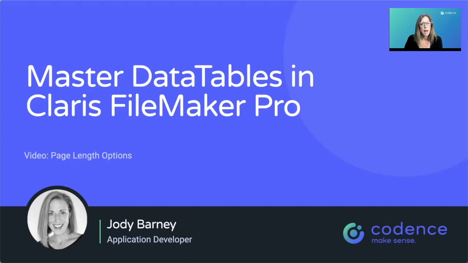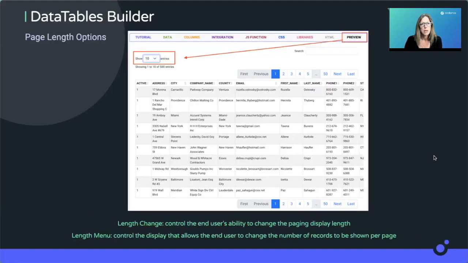Take a look at page length options. What we're talking about here is, in the preview tab, we're going to look at how we can control whether or not this option to show how many records per page is visible to the user, and to be able to control what the values in the drop-down list are and what you set as your default of the landing when you come to a report.